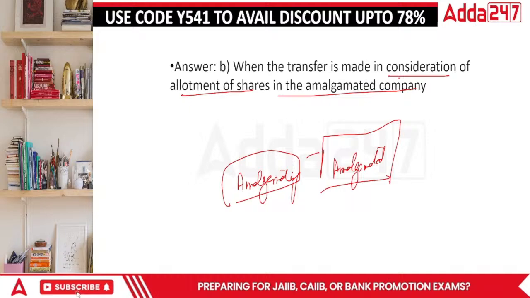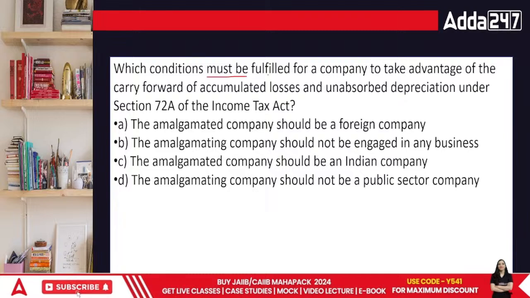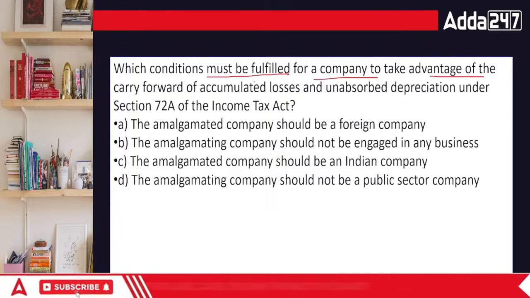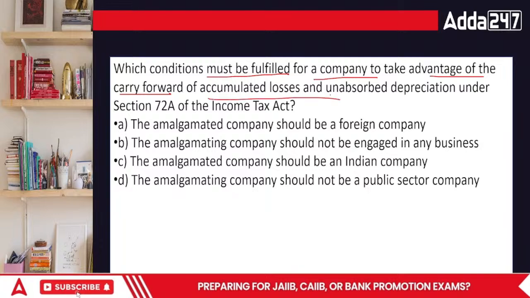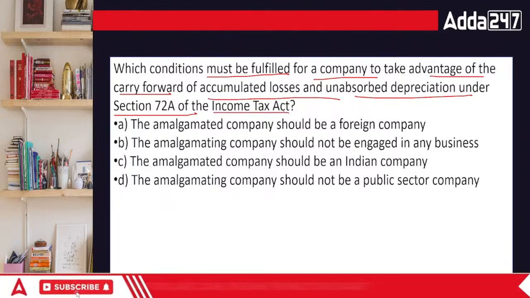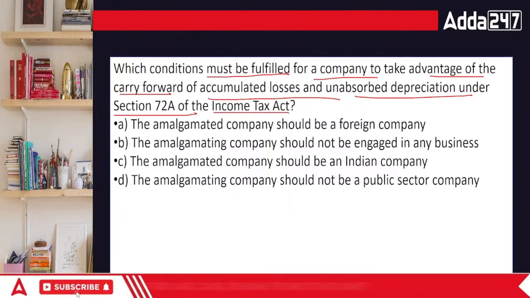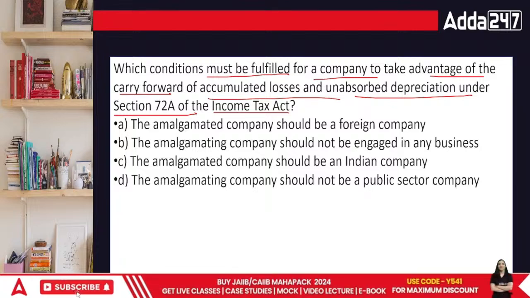Chaliye. Now let's look at the next point. What conditions must be fulfilled for a company to take advantage of the carry forward of accumulated losses and unabsorbed depreciation under Section 72A of the Income Tax Act, everyone? But there are certain rules. If one company is facing losses, it can continue. It can try to make the losses a little better. The losses can be recovered. We have to make sure that we are recovering the losses altogether. And how do we recover the losses?